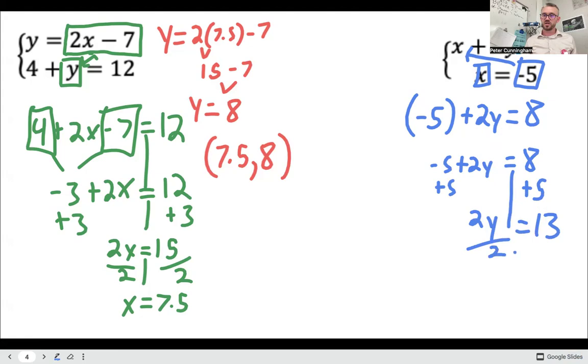Decimals. Again. It's okay. We love decimals. Decimals love us. Y equals 6.5 this time. Good news is I don't even have to do any work.